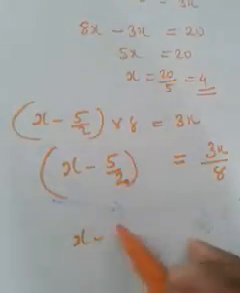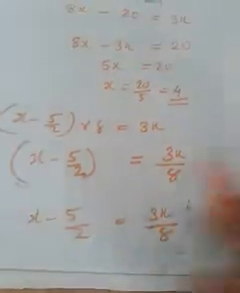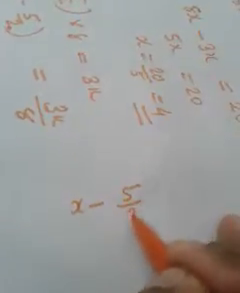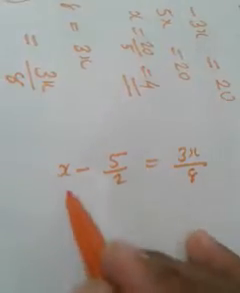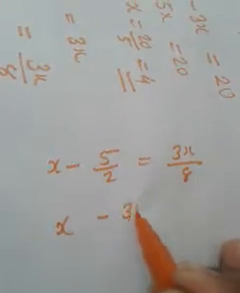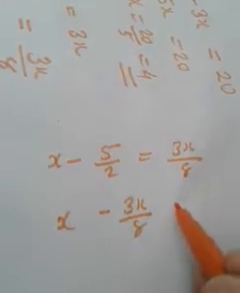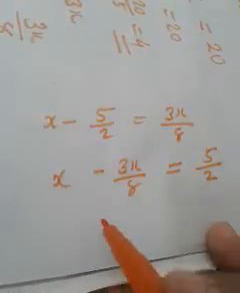So x minus 5 by 2 as it is, 3x by 8 as it is. Now what we can do, write all the x terms together. See, x minus 5 by 2 is equal to 3x by 8, no? So we reached here. Now it is time to take all the x terms together. So this x maintain as it is. This 3x by 8 take to the left side, becomes minus 3x by 8, isn't it? Is equal to this minus 5 by 2, when you take to the right side becomes 5 by 2. You may understand now, isn't it?